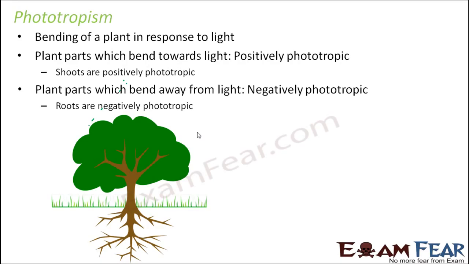Now auxins are not synthesized in the root tips because they are not exposed to sunlight. So no auxins are produced in the root tips, and that is why there is no bending taking place there. Right? Okay. So that is about the positively phototropic and negatively phototropic.